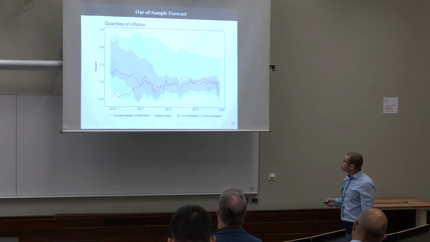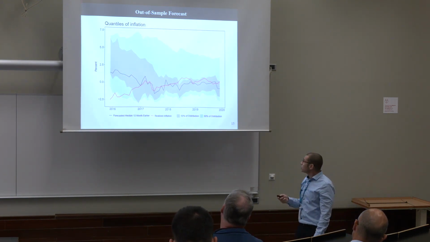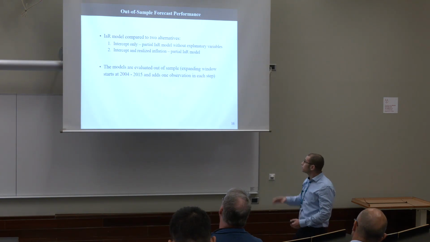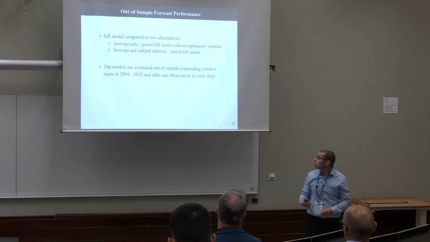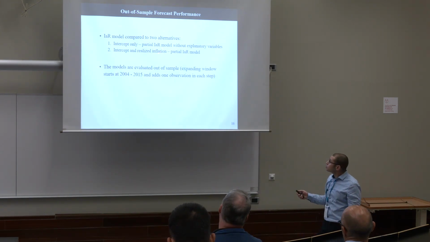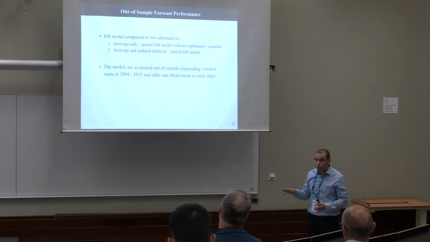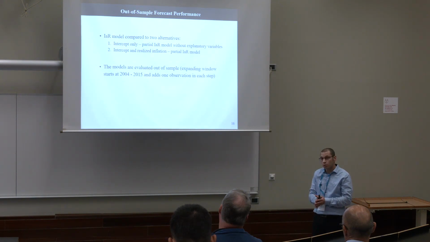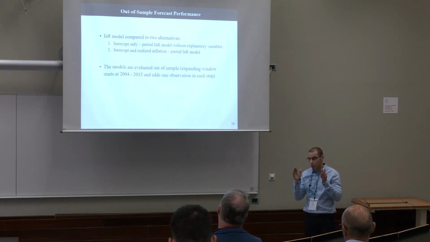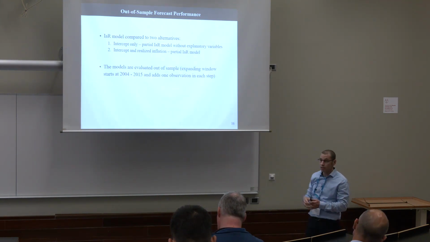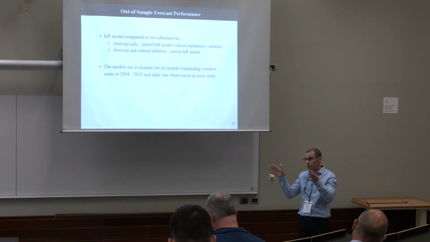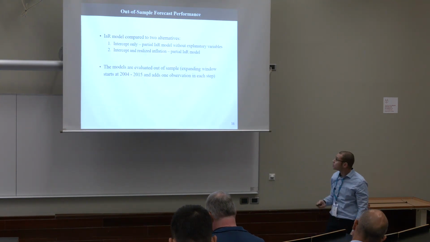So in order to analyze the performance of our model, we compare it to two alternatives. The first one is an intercept-only model. The second one is an intercept and realized inflation model. And we evaluate all of the models by an out-of-sample rolling window. That means that we take some window, estimate the coefficients, and then try to forecast the inflation 1 year ahead. After that, we expand the window by one step and repeat the process.